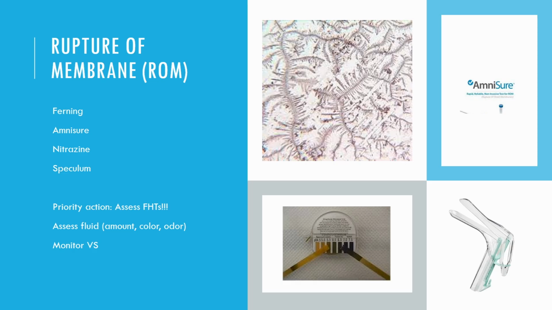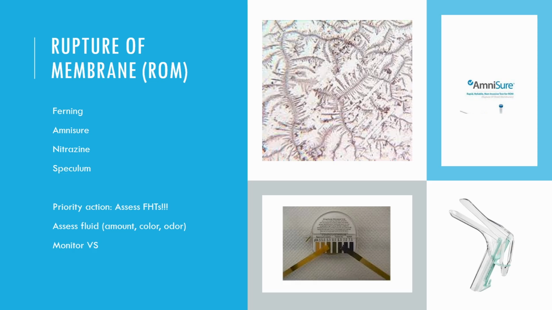AmniSure is another test we can do. This is kind of like a COVID test. You swab the fluid, you put it in a little vial, and then you put some drops of this fluid onto another device, and it'll say yes, it's amniotic fluid, or not. Nitrazine can be used. This is pH paper. You just touch it to some of the fluid, and if it's amniotic fluid, it will turn a darker blue.